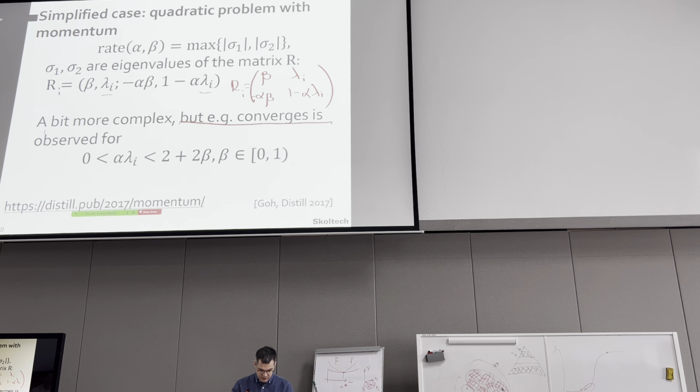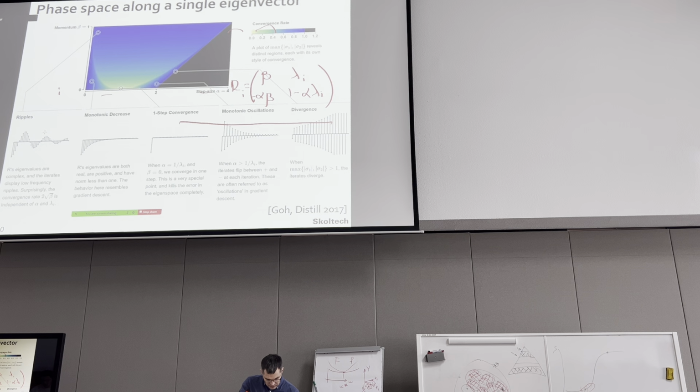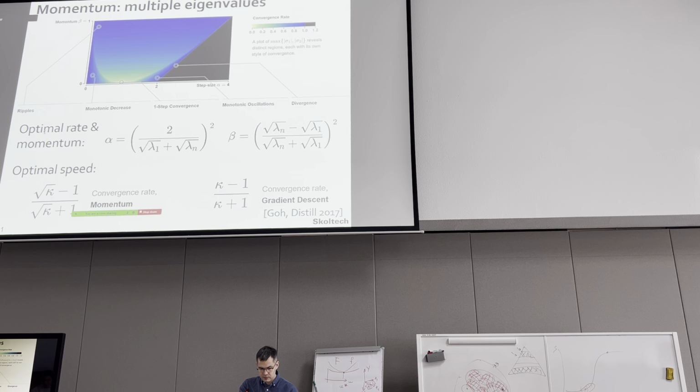One more time, this matrix's eigenvalues are easy to find, because they have a form of a 2 by 2 matrix. And given that, we obtain the convergence speed, which depends on the maximum of these two. Given that, we can optimize the convergence ratio by optimizing alpha and beta.